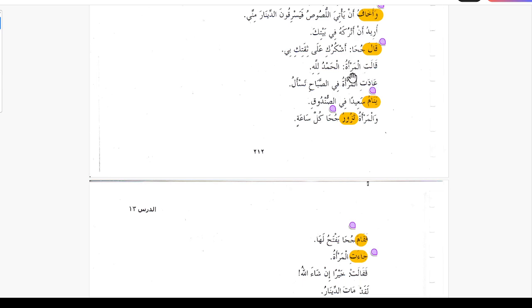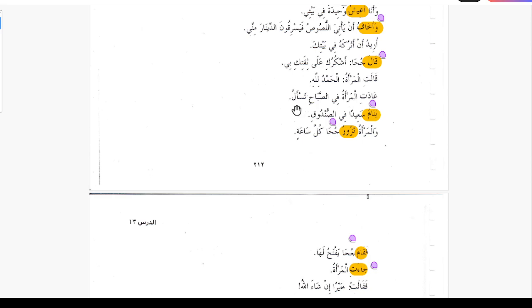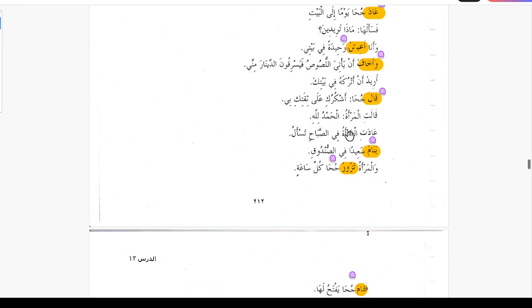Qalatil maratu, the lady, she said, Alhamdulillah, thanks to Allah. Adatil maratu fis sabahi tasalu, the lady returned in the morning and she asked, tasalu, she is asking. So ada we have seen above, ada yaudu, huwa ada, hiya adat. So this is for hiya because it's for the lady, which is the feminine word.